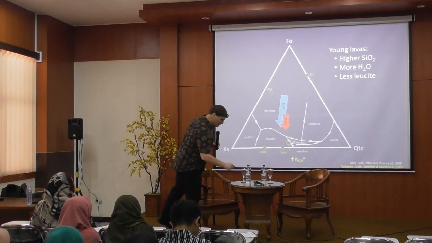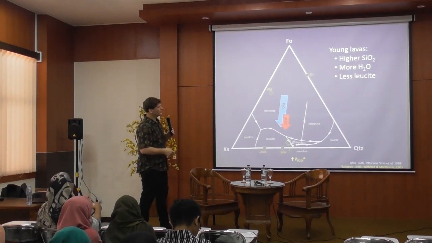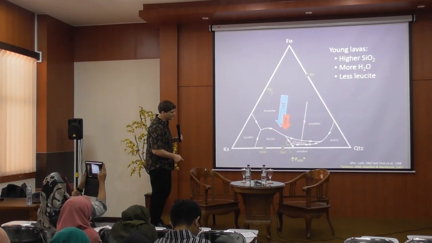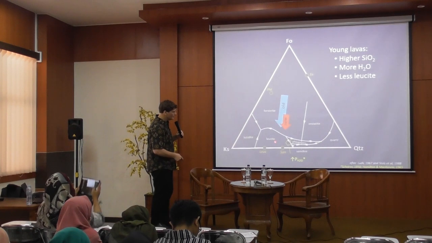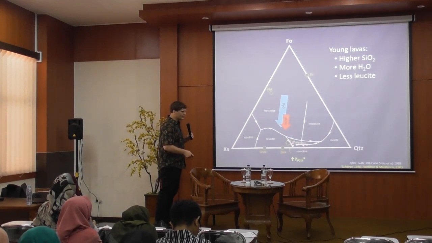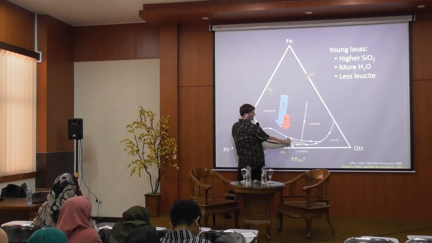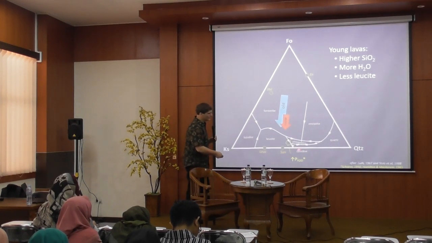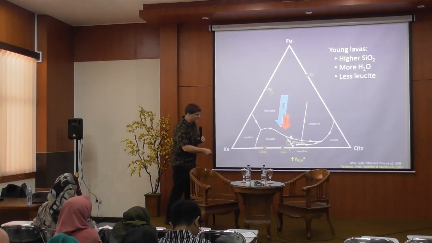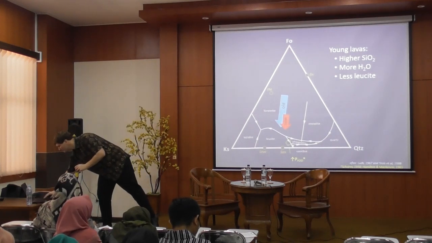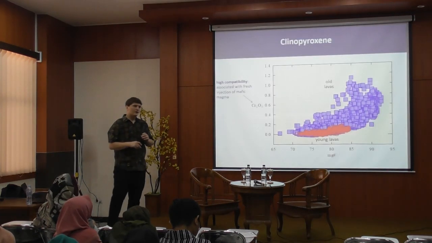The younger lavas are slightly more silica-rich, not a lot, but that's probably not what's responsible for the preference of phlogopite over leucite. Remember, in the old lavas we saw a lot of leucite; in the young lavas, we see phlogopite. Turns out that this phase boundary shifts with water content. It'll favor this hydrous phase. So we're saying there is higher water content in the magma, so we're getting more phlogopite to take up the potassium instead of the leucite. So we have more water.